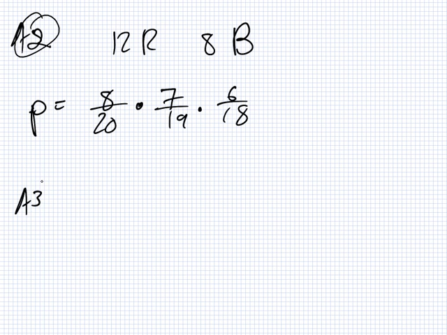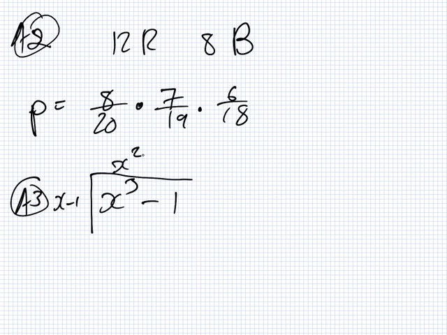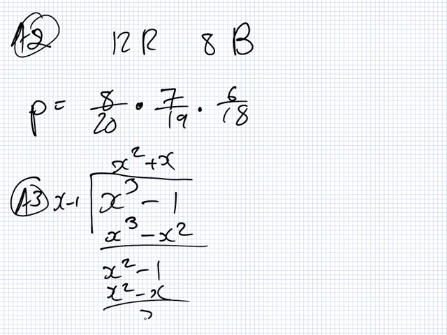Question A3. Divide x cubed minus 1 by x minus 1. Firstly you have x squared, which leaves you with x cubed minus x squared. When you subtract, you end up with x squared minus 1. The next one has to be x, so that would be x squared minus x. When you subtract, you have x minus 1, so the last one has to be 1.